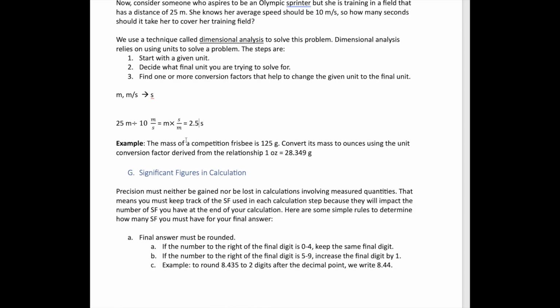It's an example here. I want you to try it out on your own and then ask me questions if you're not clear on how to solve this.